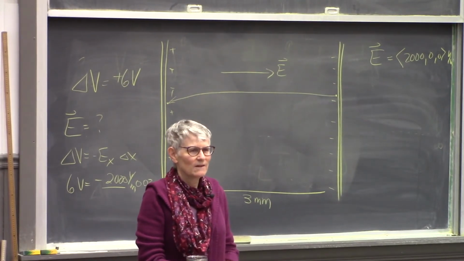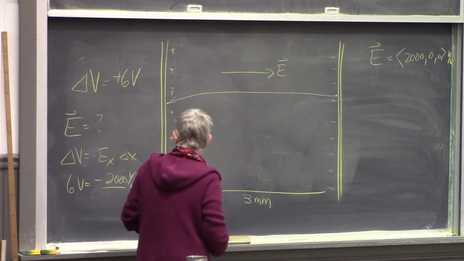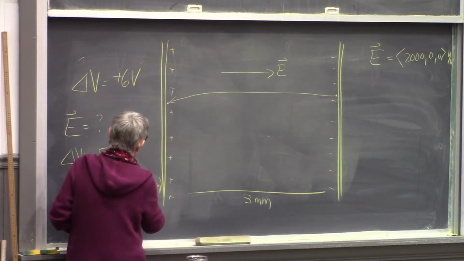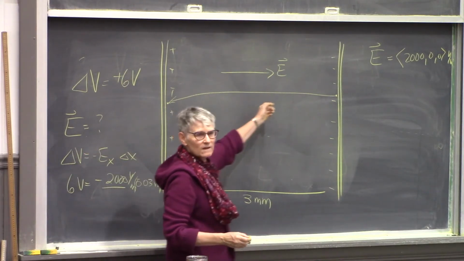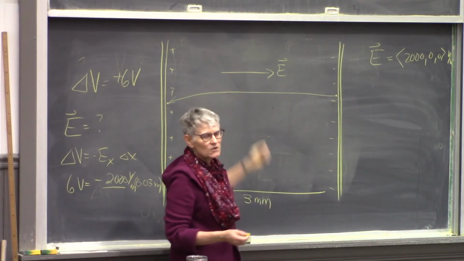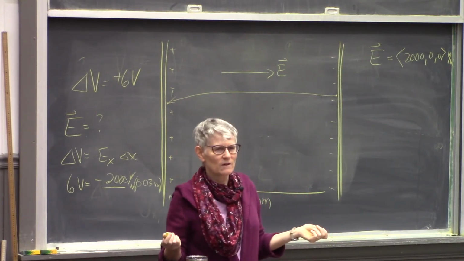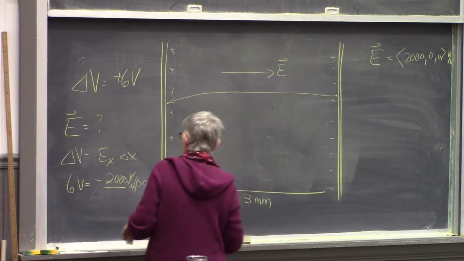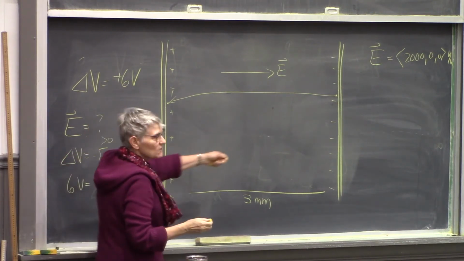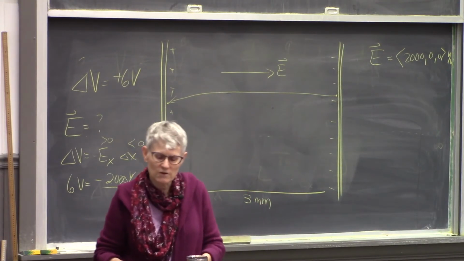Okay, questions about that? Yes? Wouldn't it be negative 2,000? No, because actually delta x is negative, because we're starting at a bigger location and going to a smaller one. So on physical grounds, you can get the sign. E sub x is greater than 0, but delta x is less than 0 because we're going from a larger to a smaller location. So it's a good question.